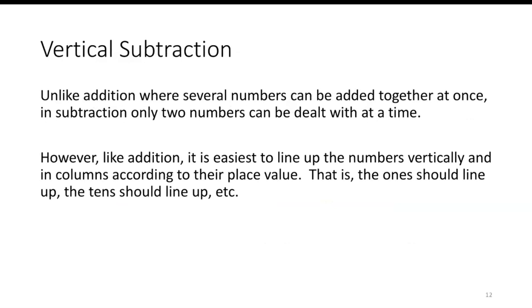So, unlike addition, where several numbers can be added together at once, in subtraction, only 2 numbers can be dealt with at a time. However, like addition, it is easiest to line up numbers vertically in columns according to their place value. That is, the ones should line up together, the tens should line up together, the hundreds, the thousands, and so on.